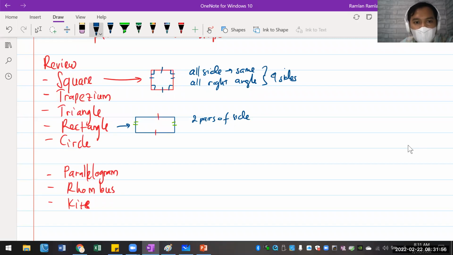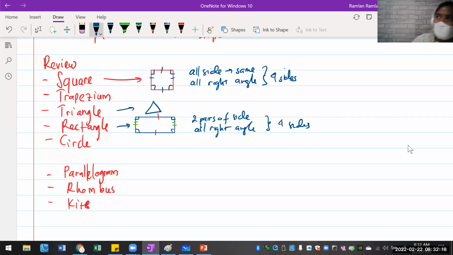And then again, the angles should be right angles, right? So all of them should be right angles. Okay, and of course we have four sides. We have talked about triangle, so we don't need to talk about that because we have already discussed that in angles, right?